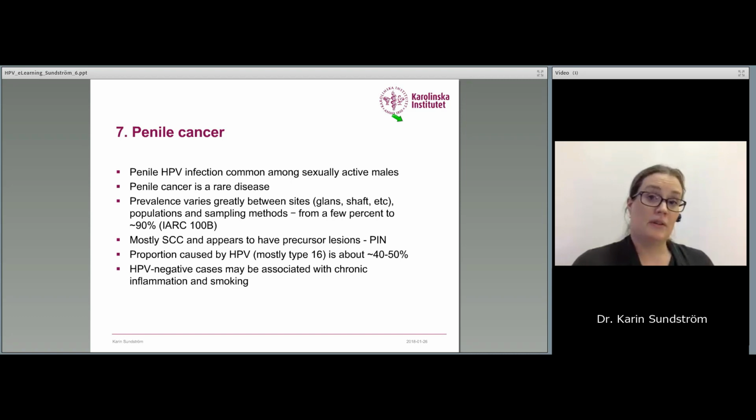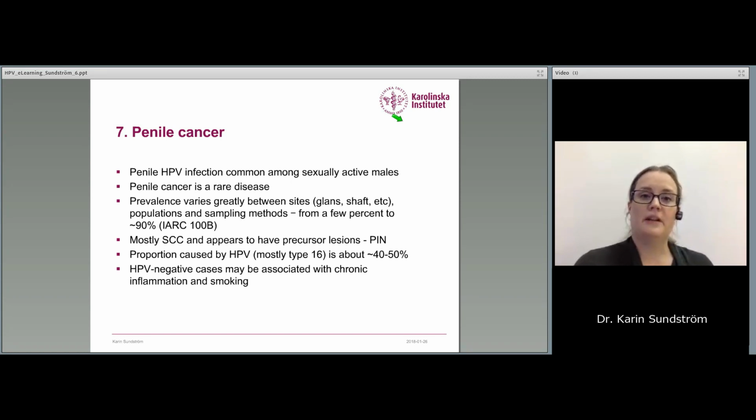The prevalence of human papillomavirus on the penis varies greatly between sites, which study participants you have, and which sampling methods you use. So it's difficult to give a good figure because studies show everything from a few percentage units to more than 90% positivity.